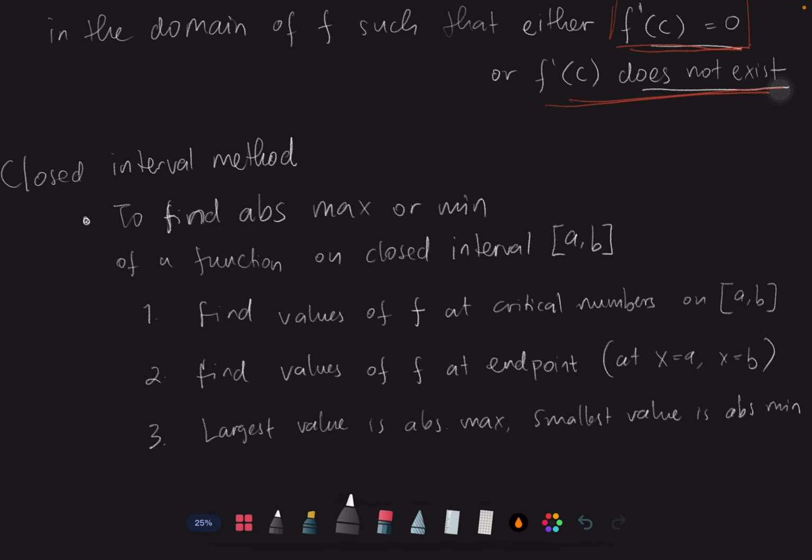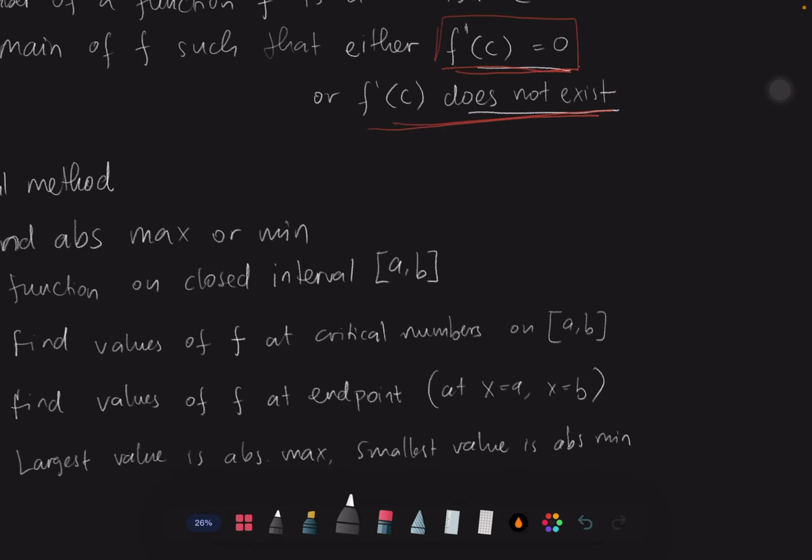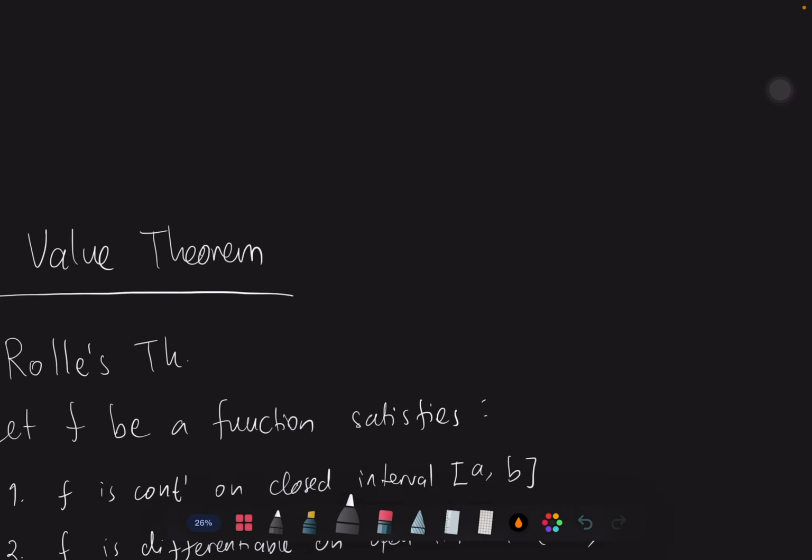For example, in the closed interval method, if you need to find the absolute maximum or minimum, first we need to find the critical numbers and their function values, and then also find the values of the function at its endpoints, which means at x equal a or x equal b. After we determine the critical numbers and the endpoint values, we can determine which one is the largest and which one is the smallest, and that will be the absolute maximum and absolute minimum. So that's the maximum and minimum value.